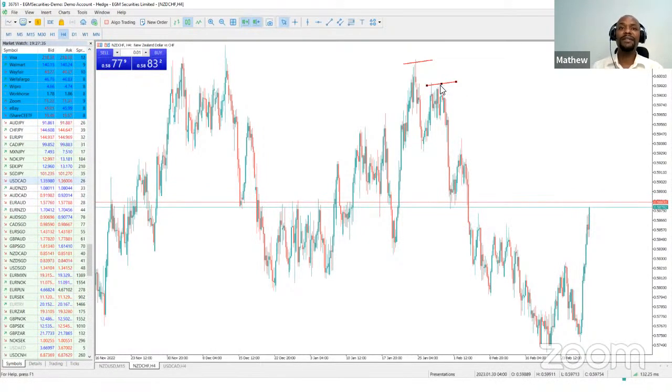Now, here we have a market structure that is getting higher. We have higher highs and higher lows. So from this point here, we've got a very strong run to the upside. Then right at this point here, let me choose to do this.